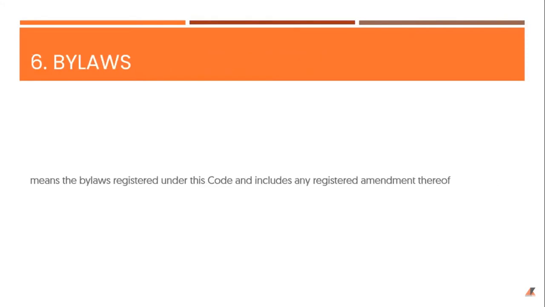Next, we have the bylaws. So, may mga certain things na hindi mababanggit sa Articles of Incorporation at pwedeng i-provide siya under the bylaws. Okay? So, later on, pag-aaralan din natin yan in details, yung mga bylaws. So, it means the bylaws registered under this code and includes any registered amendment thereof. Okay? So, sakop, whether it's amendment or the initial bylaw na na-file natin sa CDA or Cooperative Development Authority.